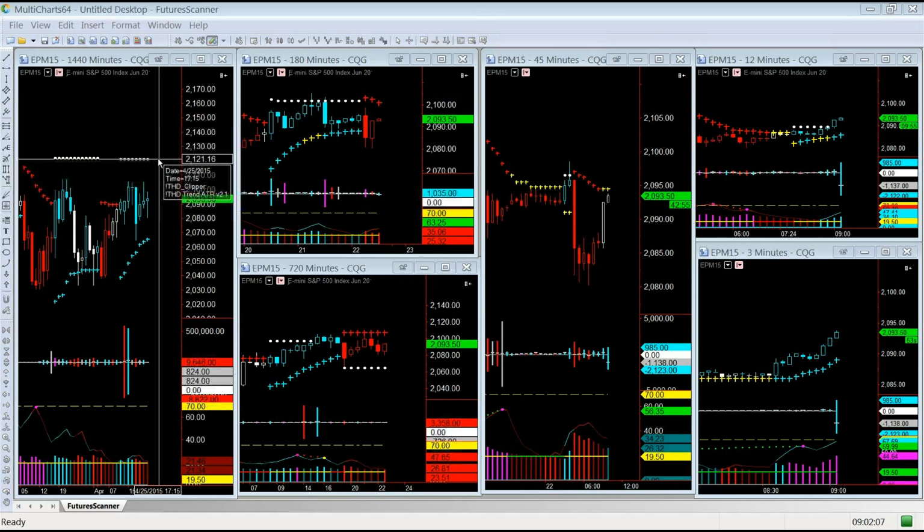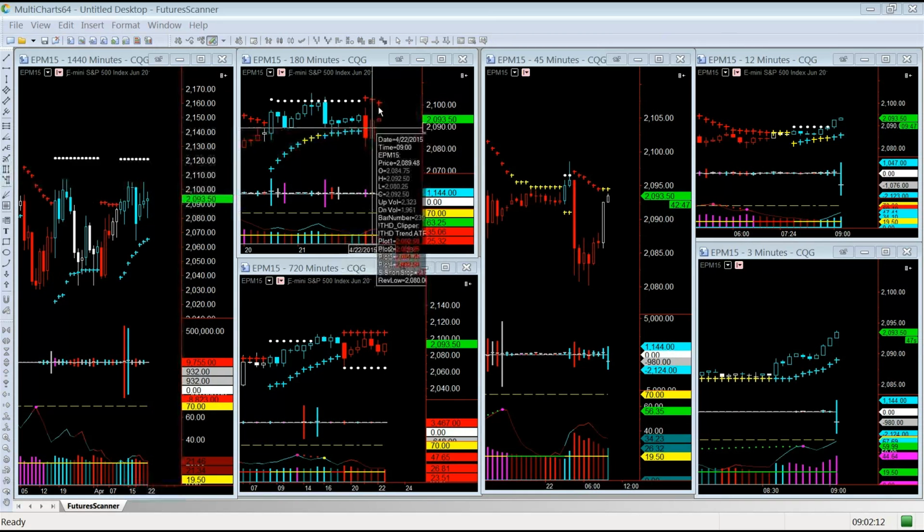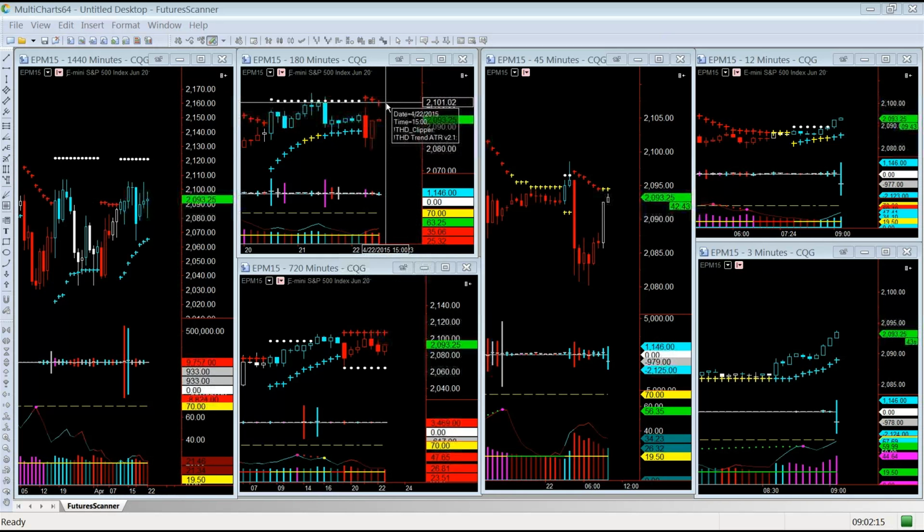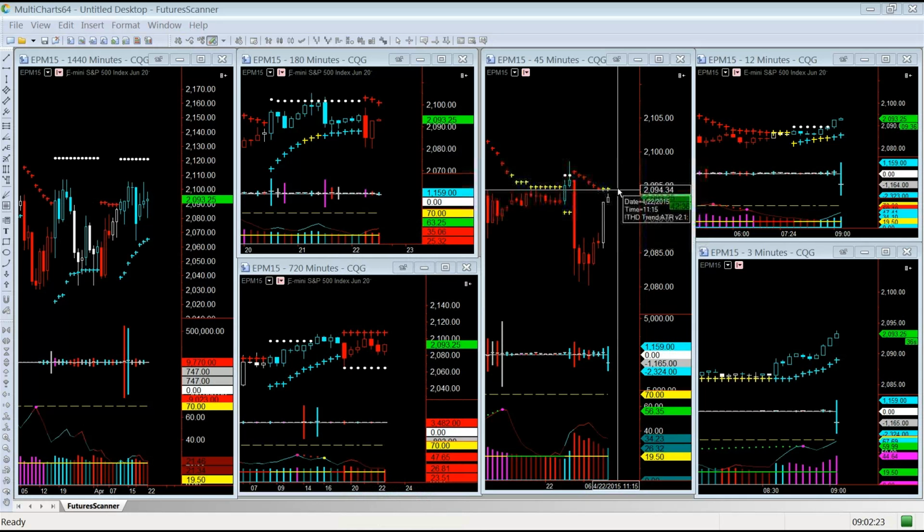Let's see. We have a congestion dot at 2121 on the S&P 500. We are retracing right now back to this ATR on the 180. It's also confirmed over here on the 720. It's going to have to break this ATR in order to go up.